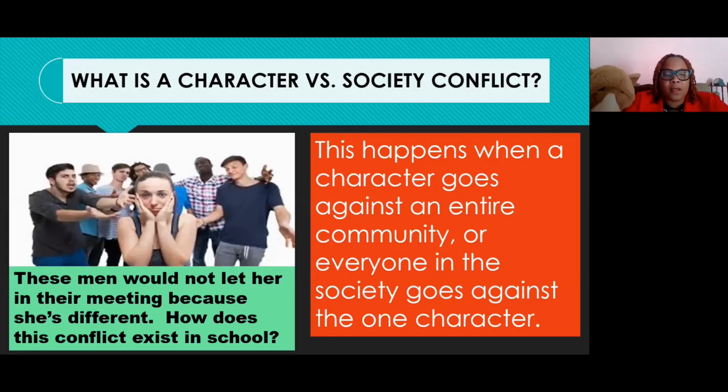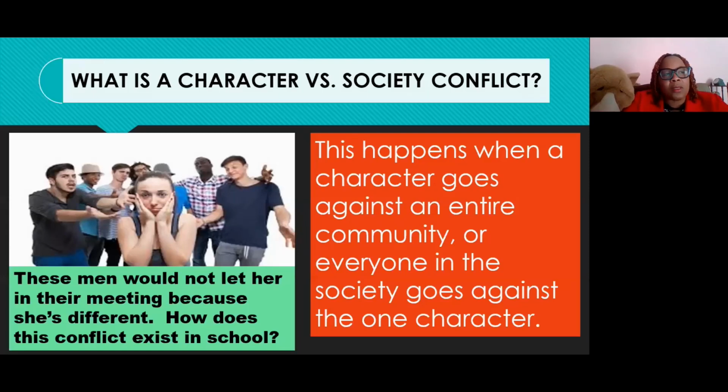So first of all, why do you think they're not allowing this young lady in their meeting? Why is she not allowed in their meeting? Because she is a girl, it's a boys' club. Very good, very good. She wants to go to the meeting, but it's not for her, it's only for boys. And so this is an example of a character versus society conflict.